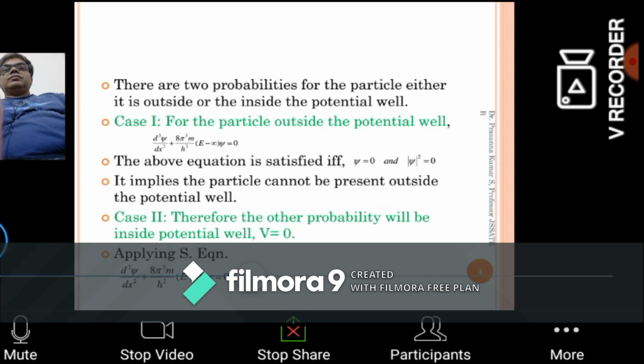So what we are trying to understand, I again repeat, is the wave function for the electron that is stuck to the atom, that is inside the potential well. Therefore, this equation will be satisfied if and only if the probability of finding the particle outside the potential well is 0. What is the other probable case left over? That the electron is definitely stuck to the atom. So it is there inside the potential well.